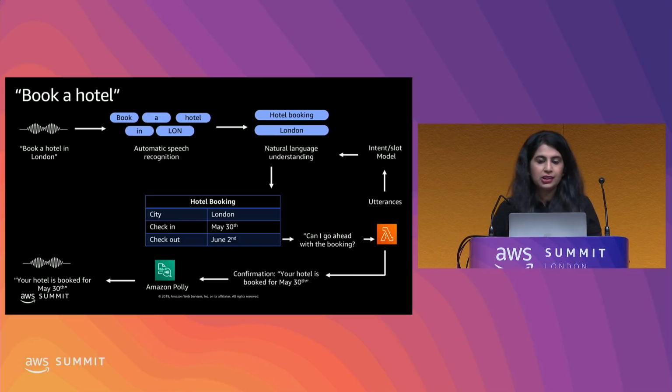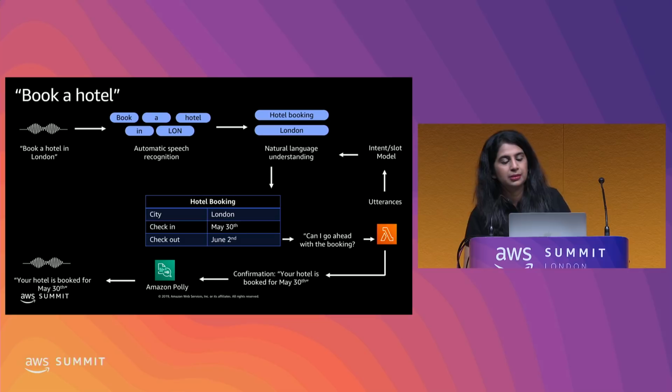Lex understands the slots that it already has, and it will auto-prompt you for the others. So if you say, I'd like to book a hotel in London, it won't ask you which city, but it will just ask you for the check-in and check-out dates.